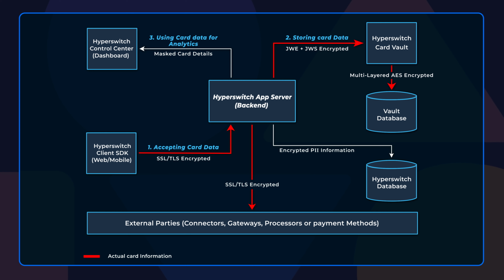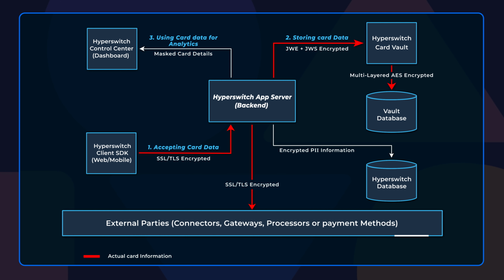Once the Hyperswitch backend receives the card data, it will process it and send it across to the connectors for completing the transaction. This is what is represented in this flow here, and this is again happening on HTTPS standards. And the card data is now handed over to the external parties for completing the transaction.